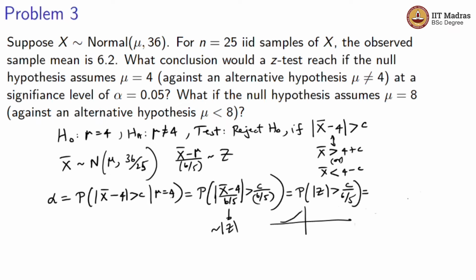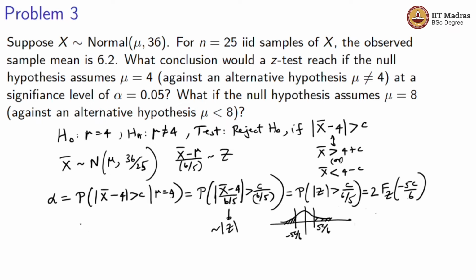So you can draw a small picture like this. You have C by 6 by 5 here. Maybe I should just write it as 5C by 6 and minus 5C by 6, and this is the area we are talking about, right? Mod z greater than C by 6 by 5. So this whole area is alpha, and it is symmetric. The area to the right of 5C by 6 is equal to the area to the left of minus 5C by 6. So this whole area is just 2 times F of minus 5C by 6, right? So that's the final form here.